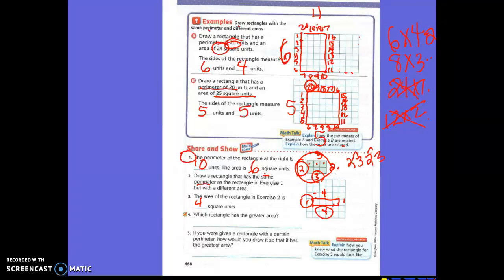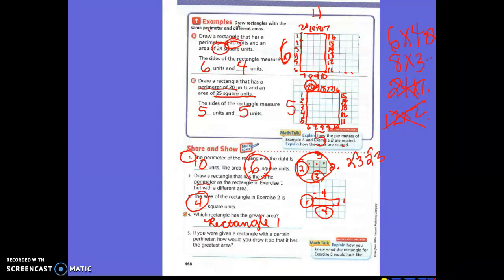Yes, what was the area for 1? What was the area for 2? The second one? So exercise 1 is greater. Okay, exercise 1, or let's say rectangle 1.